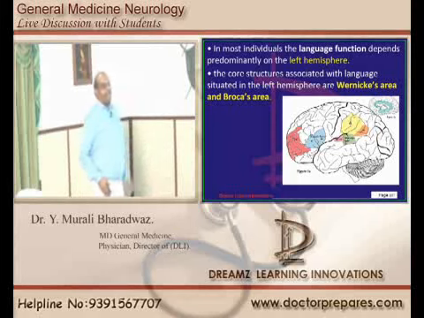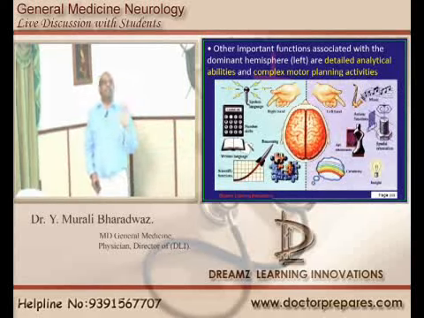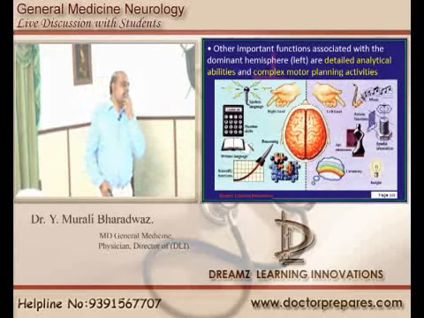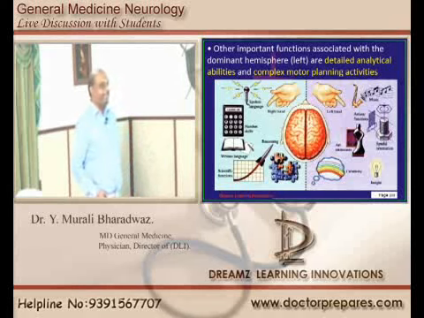So language function in a right-hander is by the left hemisphere, because Wernicke's and Broca's areas, both related to language, are in the left hemisphere. Similarly, our detailed analytical abilities, what is the meaning of it? If I got 100 marks, how much can this person get? If I got 100, then he will have to get only 50. How can he get more than that? So we keep calculating others. That is due to our dominant hemisphere.